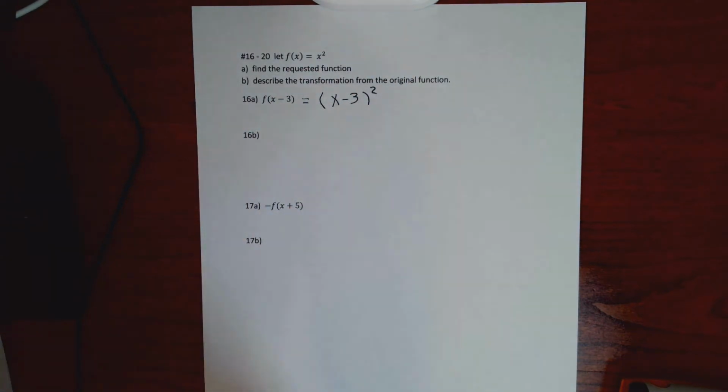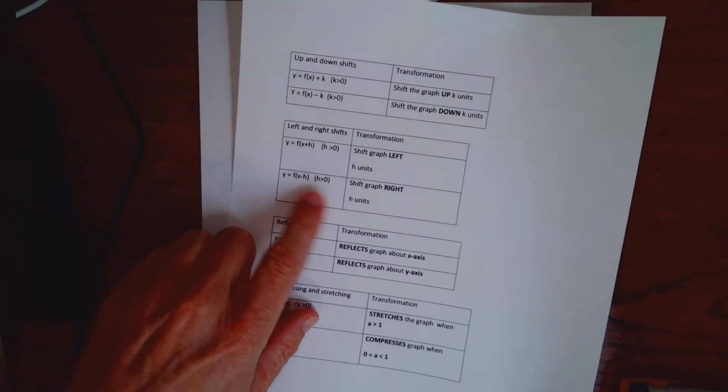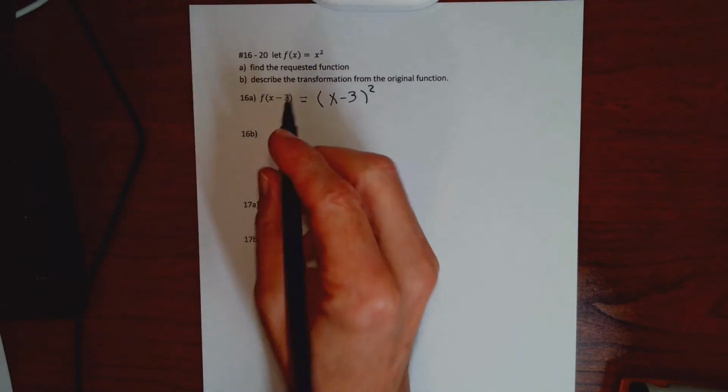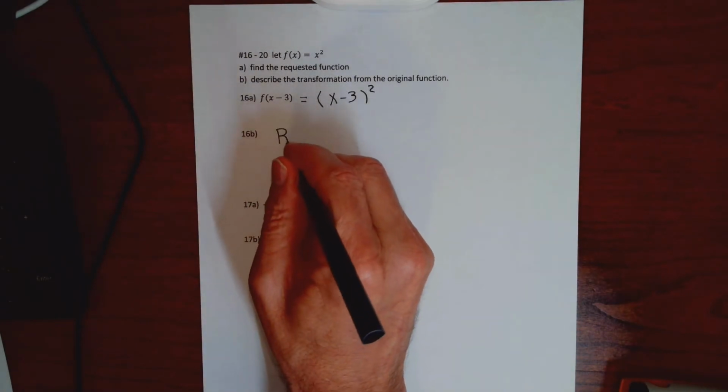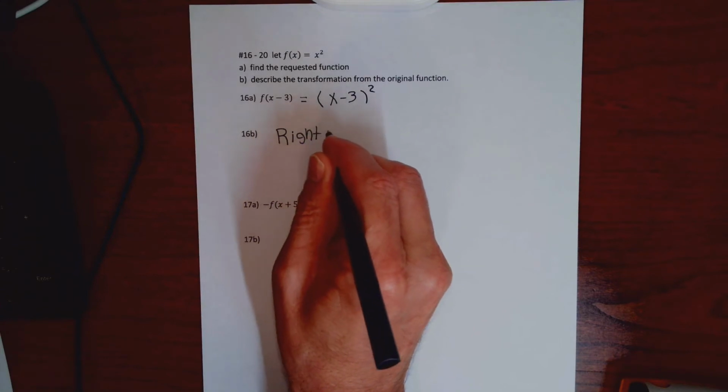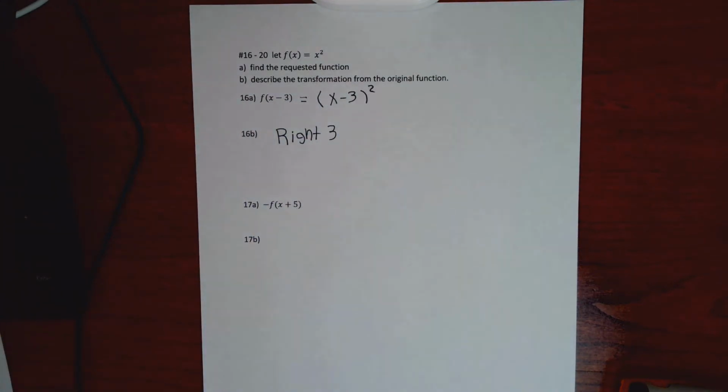In function notation, if you have a minus inside a parentheses, it shifts the graph to the right. When I describe the movement, I'm just going to say right 3. I can say shifts the graph right 3, but this is good enough.